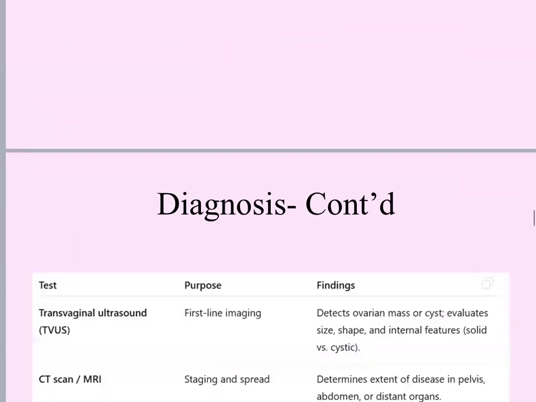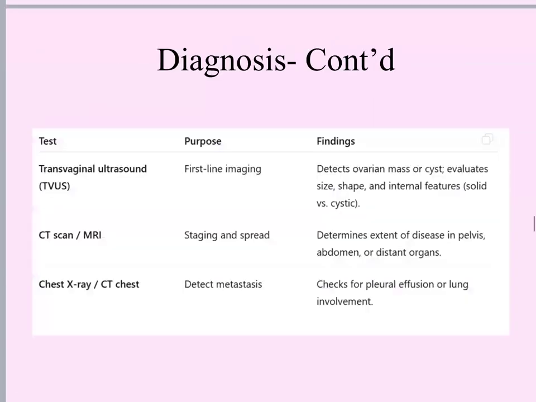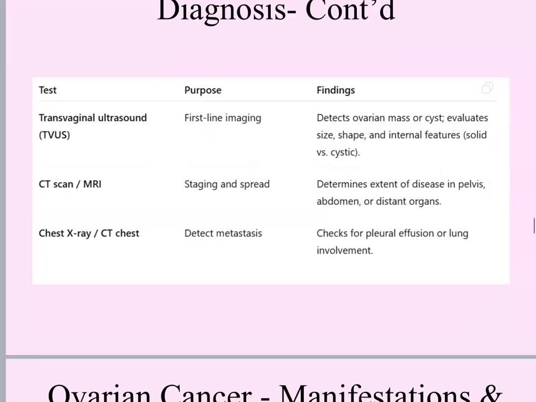If it's suspicious, they would refer someone for a transvaginal ultrasound, which is first line imaging. You can see there that it can detect an ovarian mass or cyst, and it can evaluate the size, shape, and the internal features. Is it solid? Is it cystic? And you can see those other diagnostic tests.